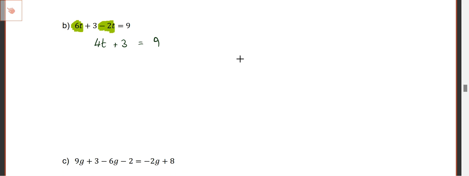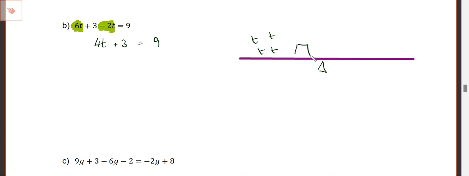Now it's like having the balance scale. If this is the way you like to think about it, it's all good. A t, a t, a t, a t, and a box with 3 on it. And then on here, a box with 9 on it. So what do I do? Subtract the 3, so scrub that off. But what do I have to do? Subtract the 3, so that leaves me with 4t's has to equal 6.